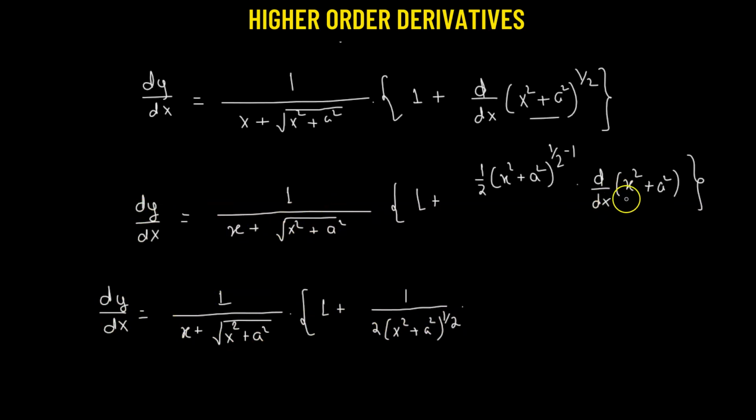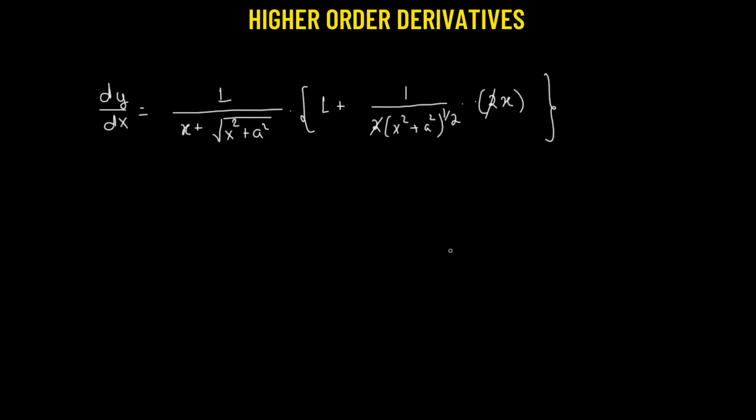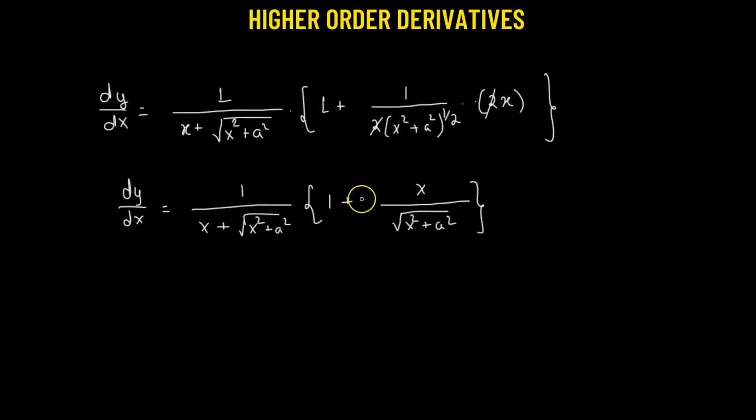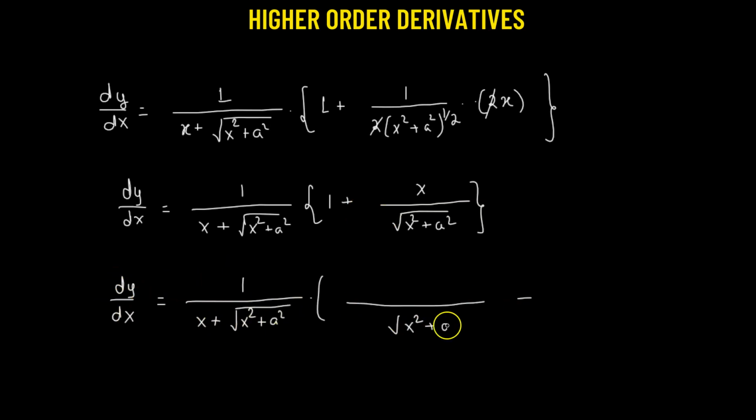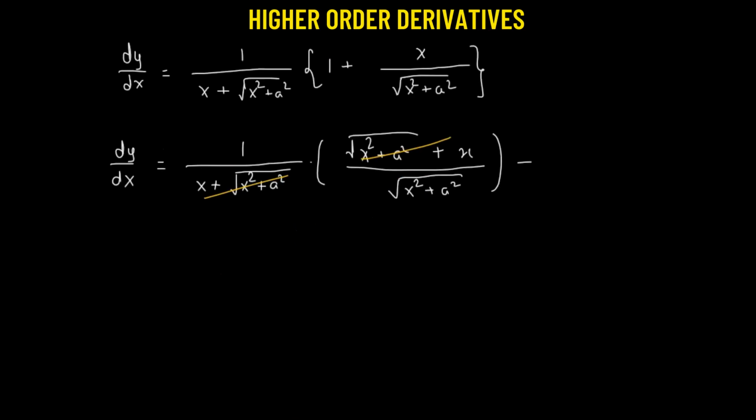Now we'll take the derivative with respect to x of x squared plus a squared. That's simply equal to 2x. Here a is a constant. So here 2 and 2 will get cancelled. And this is going to give us... now we can combine the two terms within the parentheses to get... So here we see that the numerator and the denominator will get cancelled out, and that leaves us with dy over dx equals 1 over square root of x squared plus a squared.